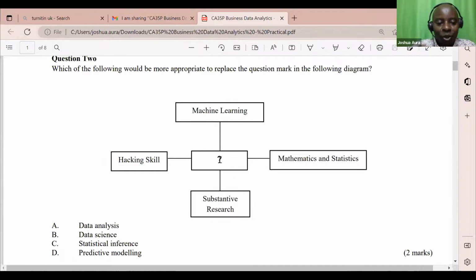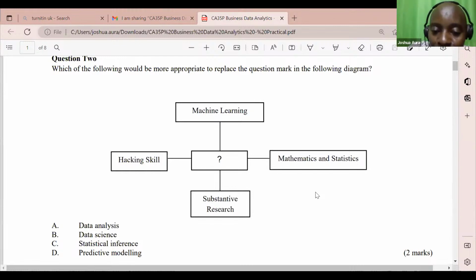What do you think in this case should we have in this? Is that a description of data analysis? Is it a description of data science? Is it statistical inference, which is about statistics? So C, I'll eliminate C. Predictive modeling, I can't see it very well, but of course it also mentioned something to do with predict. So it can't be. So it is between A and B.